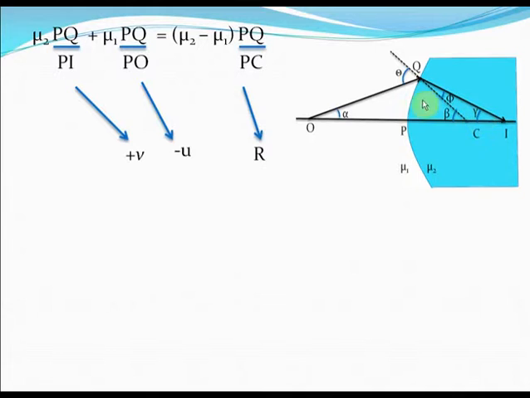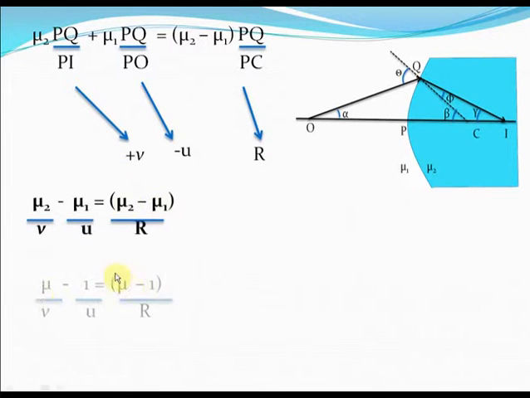We already know that because the normal passes through this point. Now if we substitute these values, this is what we get. As you can see, mu2 by v minus mu1 by u equals mu2 minus mu1 by R. This is a very important formula and you must remember it. In fact, for any two surfaces, like when light gets refracted through a spherical surface, you can always use this formula, always, and you must remember it.